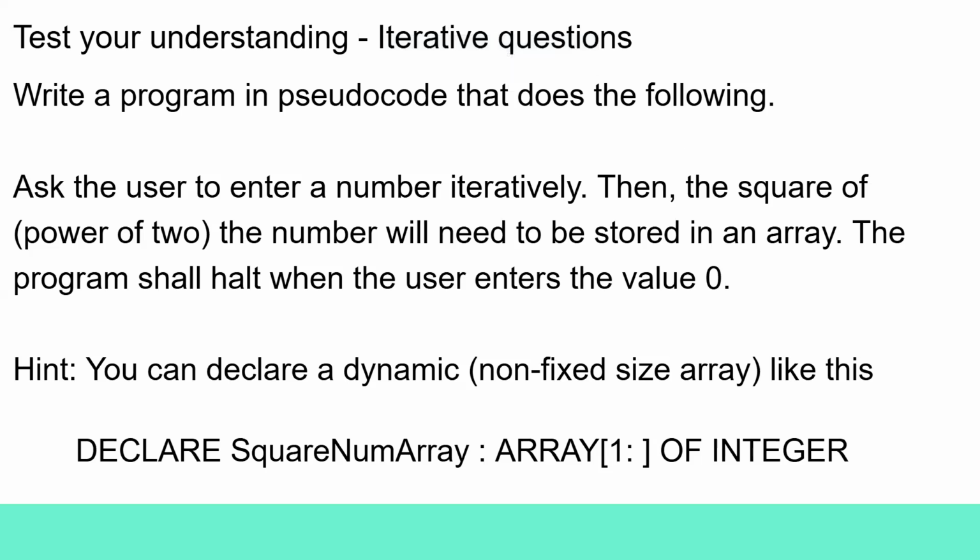Okay. Test your understanding, iterative questions. Write a program in pseudocode that does the following. Ask the user to enter a number iteratively. The square of the power of 2 of the number will need to be stored in an array. The program should be dynamic, no fixed size array like this. Declare square num array colon, array of integer.